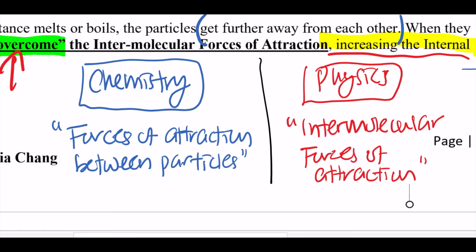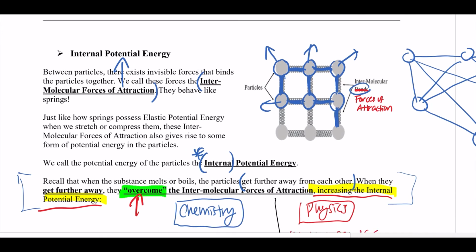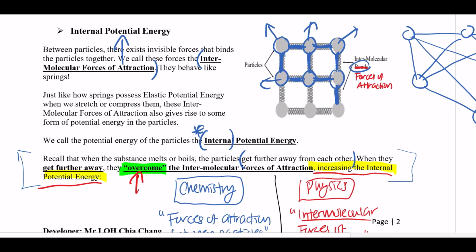So in chemistry, you might have come across this term called forces of attraction between the particles. In physics, we call it the intermolecular forces of attraction, which is kind of the same, right? It's just whether it is particles or intermolecular. Actually, we're kind of talking about the same thing, right? Later I'll emphasize a little more. For this topic, as I said, there's overlap between chemistry and physics, but we are actually focusing on different aspects of the same thing.